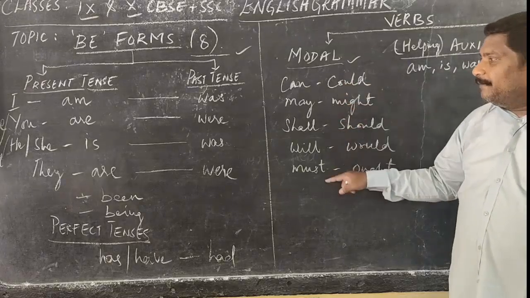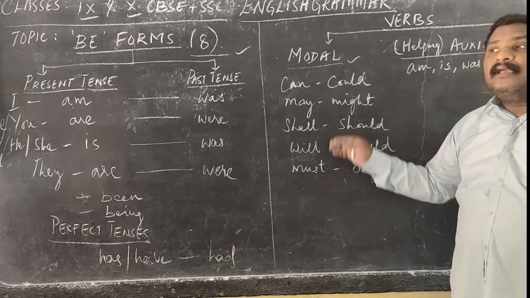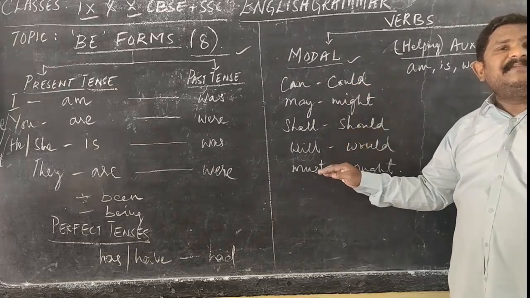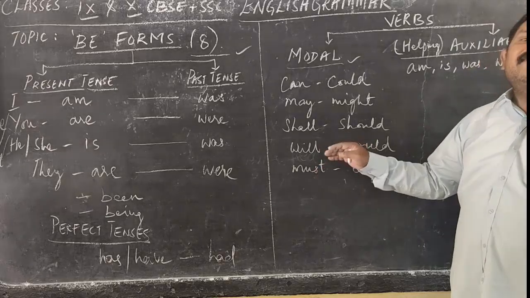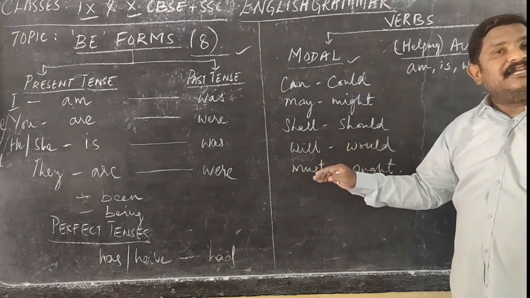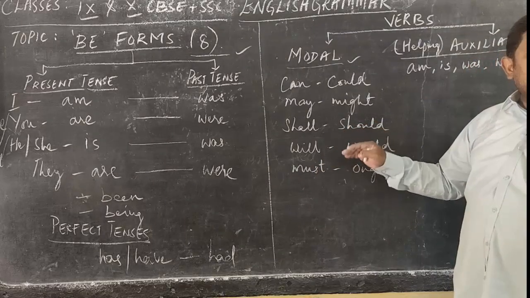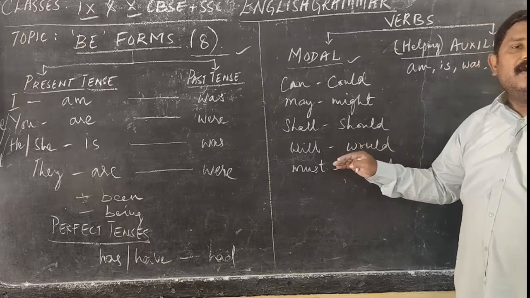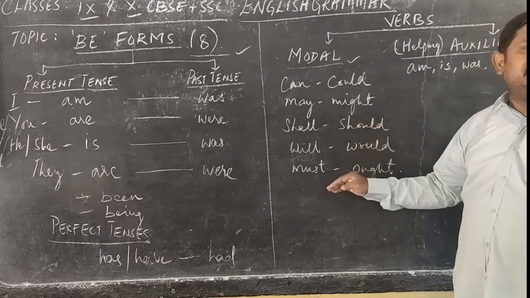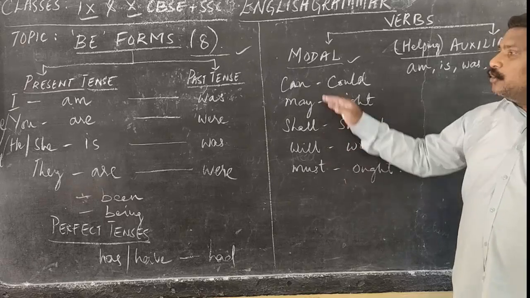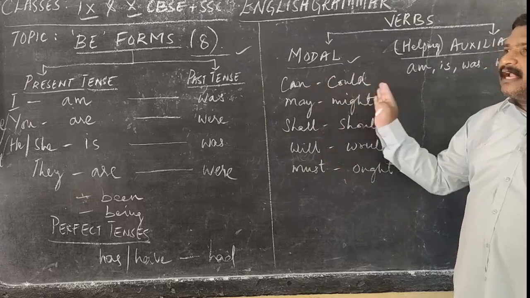Now coming to the modals. Generally, what is the usage? What is the role of these modal verbs? We make use of these modal verbs whenever we use a sentence which seeks permission, expresses certainty, or states possibility. In those parameters, normally we make use of these modal verbs, which are again categorized as present and past.